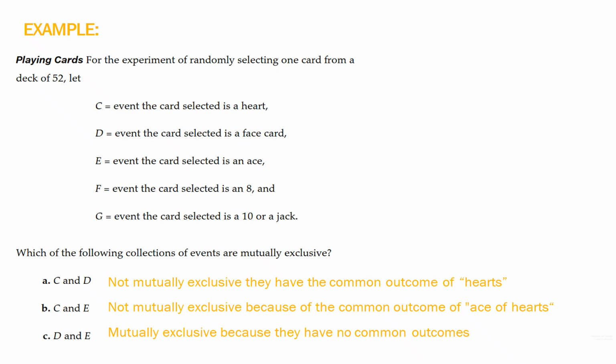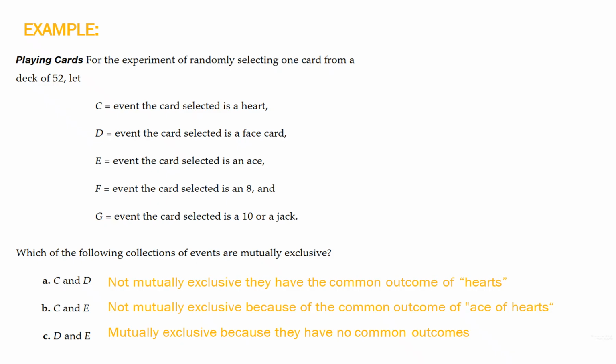Now C and E. The event the card selected is a heart, and the event the card selected is an ace. Do they have anything in common? Well, they do. They're not mutually exclusive because of the common outcome of ace of hearts. There is an ace of hearts.